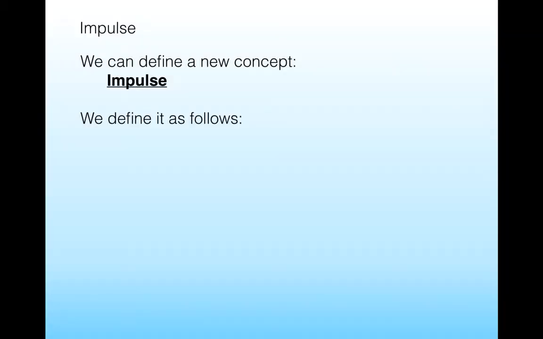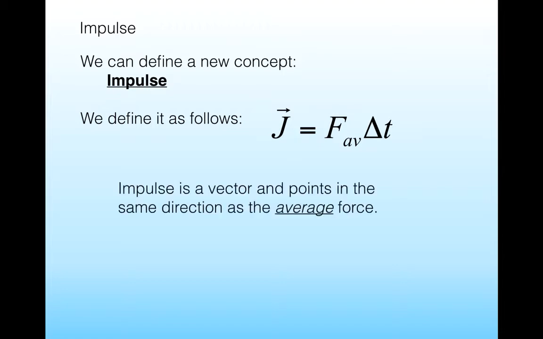From this discussion, we can now define a new concept called impulse. We define it as follows. It's called J. It's a vector, and it's equal to the average force times the amount of time that that force was being applied. And as you can see, as we said earlier, it is a vector, and it points in the same direction as the average force.